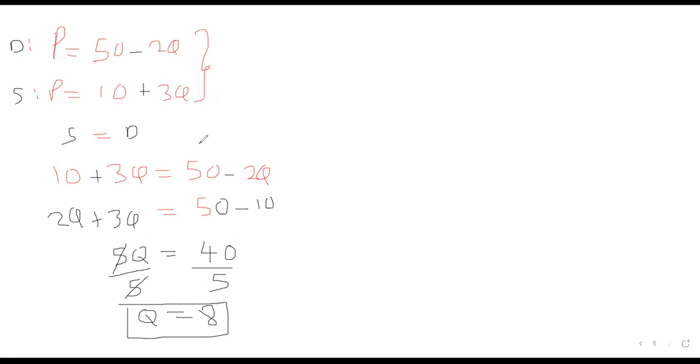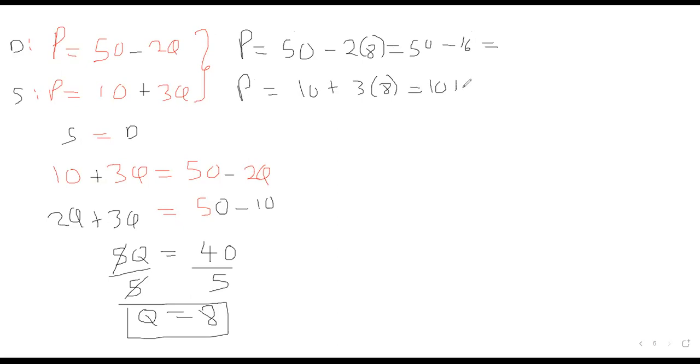We substitute this 8 in any of these equations. Since it's equilibrium, it will give you the same answer regardless of which equation you pick. So where there is a Q, we put 8. So this will be 50 minus what? Minus 16. What do we get? Or if you want, you can substitute it in here: 10 plus 3Q. So this will be 10 plus what? 24. What do we get? We get 34.